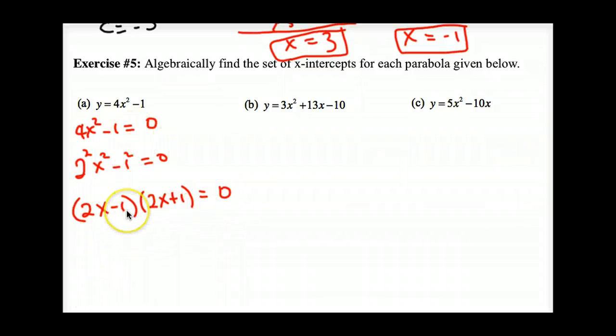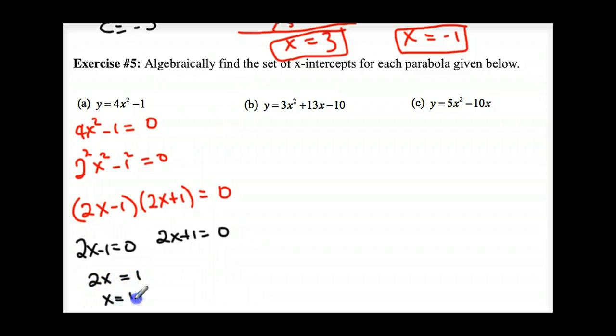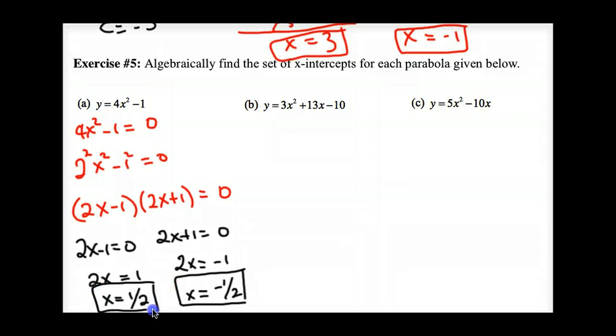If you don't remember the difference of squares, you can do it as a equals 4, b equals 0, c equals -1, and so forth. But it's just easier to solve with this. So now that I have this, let's go ahead and solve these. So this becomes 2x minus 1 equals 0, and then 2x plus 1 equals 0. 2x is equal to 1, x is equal to 1/2. Here 2x is equal to -1, x is equal to -1/2. So these are my two x-intercepts for the first one.